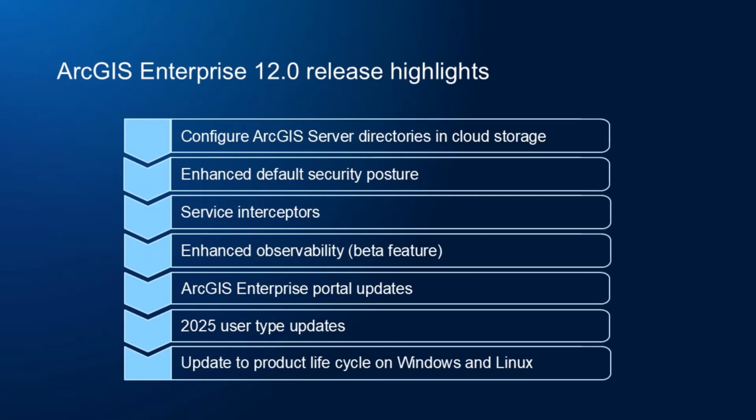First is the ability to store your ArcGIS server directories in a cloud storage service. Secondly, we have enhanced our default security posture. We're excited to introduce the new service interceptors. One beta feature we're going to highlight is the enhanced observability of ArcGIS Enterprise. There's some new features in the ArcGIS Enterprise portal. There are some updates to the user types. And finally, we're going to highlight the product lifecycle change for ArcGIS Enterprise on Windows and Linux. So let's get into these new features in a bit more detail.